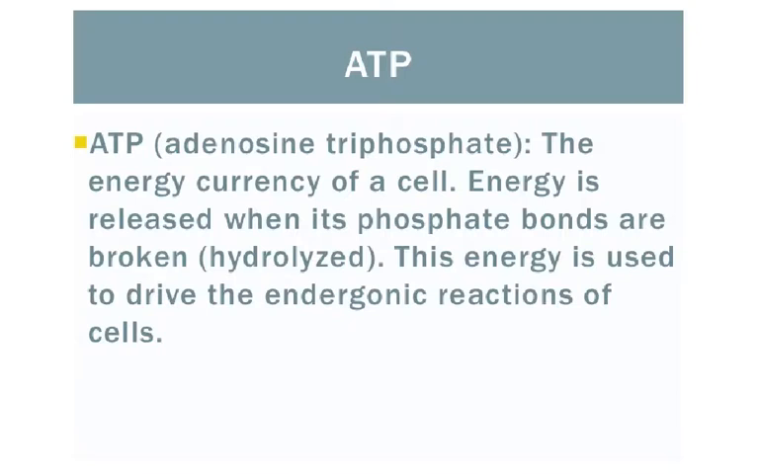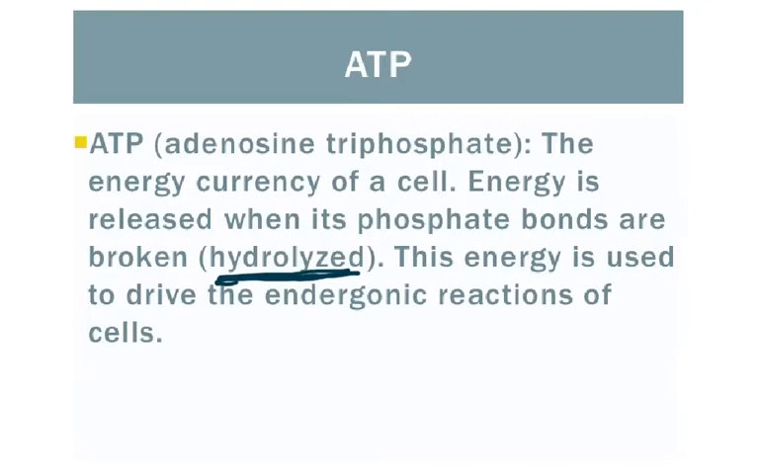Now let's look at ATP. ATP stands for adenosine triphosphate. ATP is the energy currency of a cell. Cells cannot just take in light and all of a sudden do things. They have to use the energy from the sun, if they can do photosynthesis, and then use that to make ATP, and then you can do things with that ATP. It's the energy currency of a cell. Energy is released when the phosphate bonds of ATP, and we'll see what this looks like in a second, are hydrolyzed. This word hydrolyzed means you add water to it to break them apart.